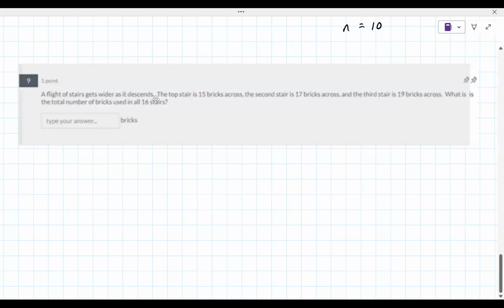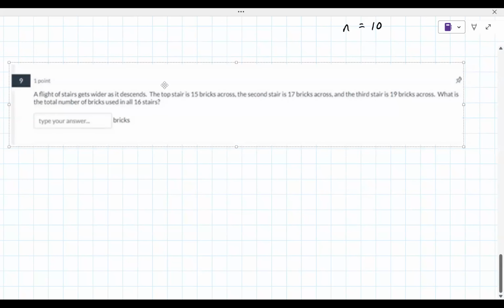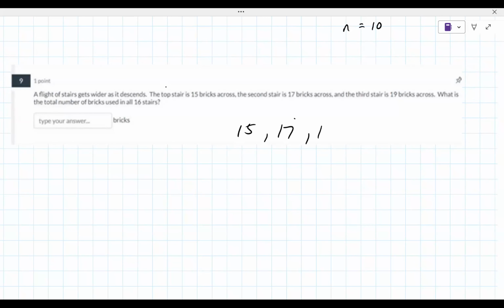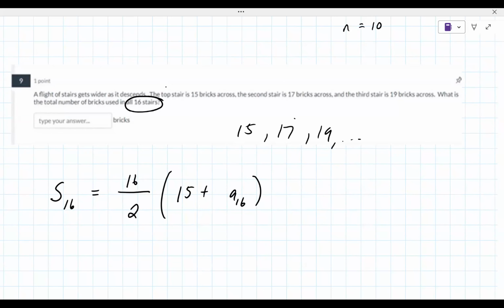Okay. Flight of stairs gets wider as it descends. Top stairs 15, then 17, 19, and so on. And they have 16 stairs in total. So we want to find the sum of the first 16. That's 16 over 2 times the first, which is 15, plus the 16th term, which we don't have. We don't know the 16th one.